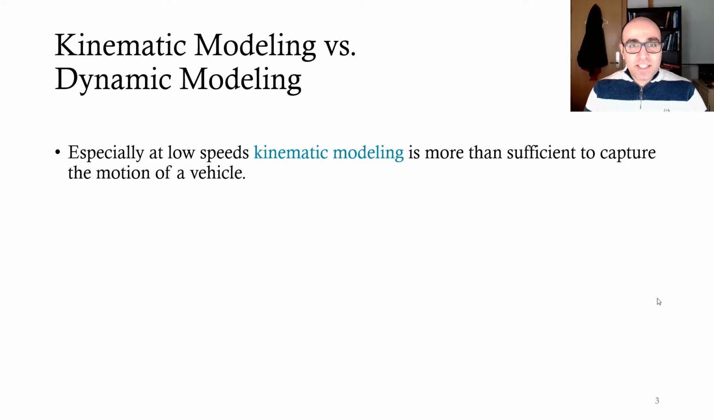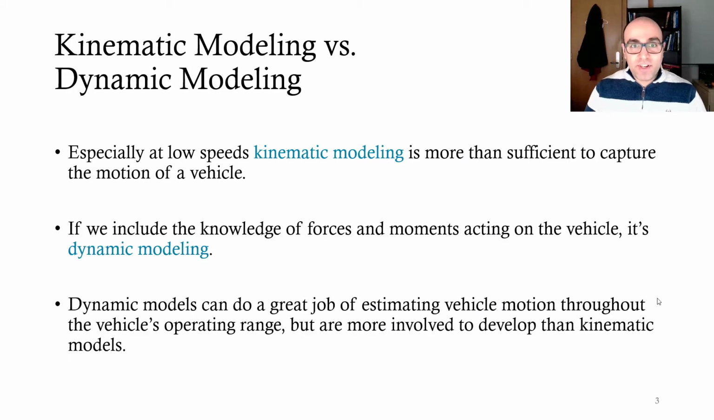For cars, if they are moving at low speed, kinematic modeling works very well. Kinematic modeling is way easier than dynamic modeling. So if your car is moving at a very low speed, for example, mobile robots are usually moving at lower speeds, then kinematic modeling is more than enough. However, if you want your model to be valid in a wider operating range, you need to use dynamic models. It's more involved, it's more complicated. We will get to it in the next videos.